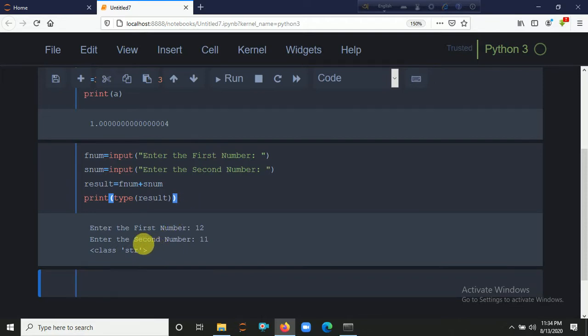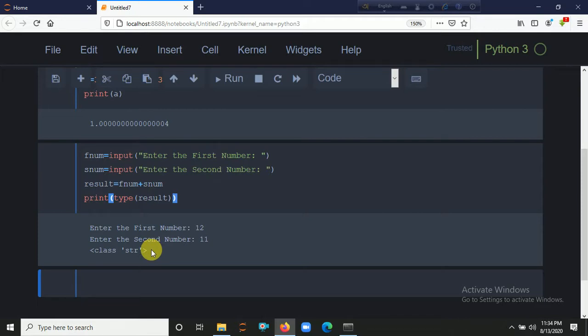Wow, class is a string. How is it possible? We put 12 as an integer number and 11 as an integer number, and we are trying to add them, I mean make an addition. But you can see the class is a string. How is it possible?